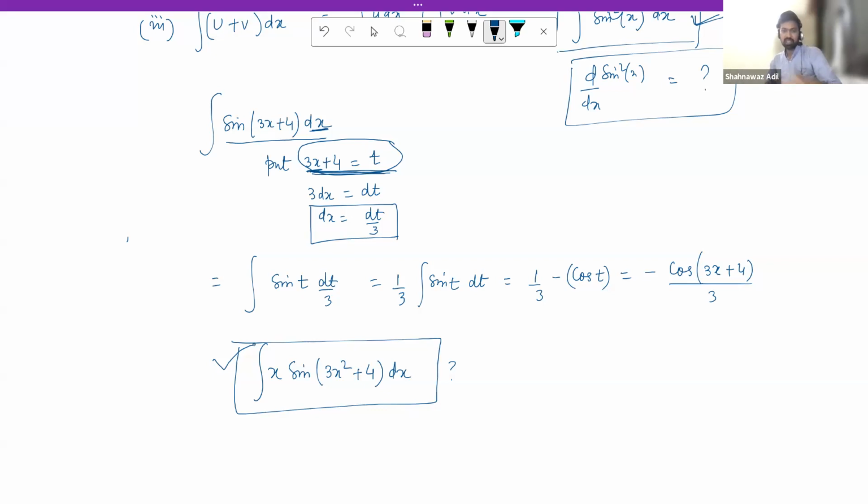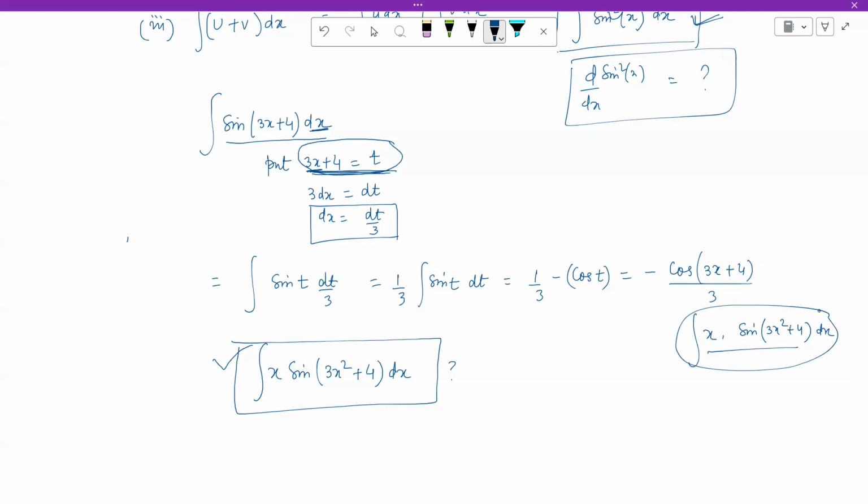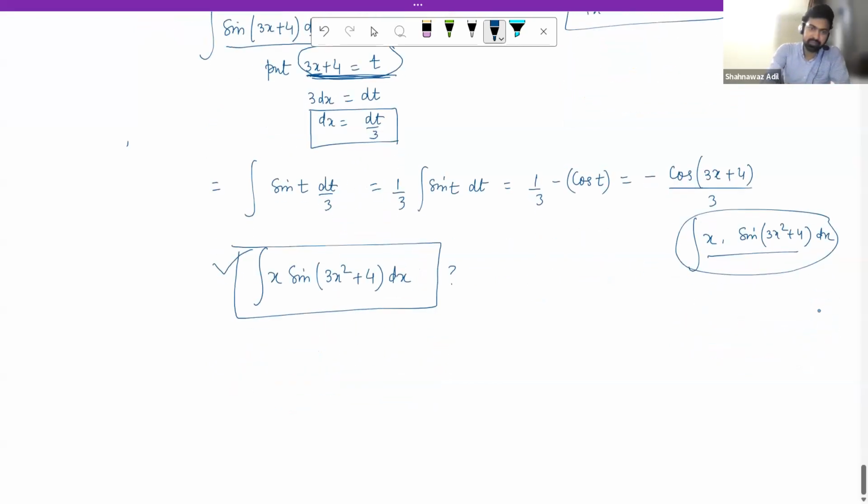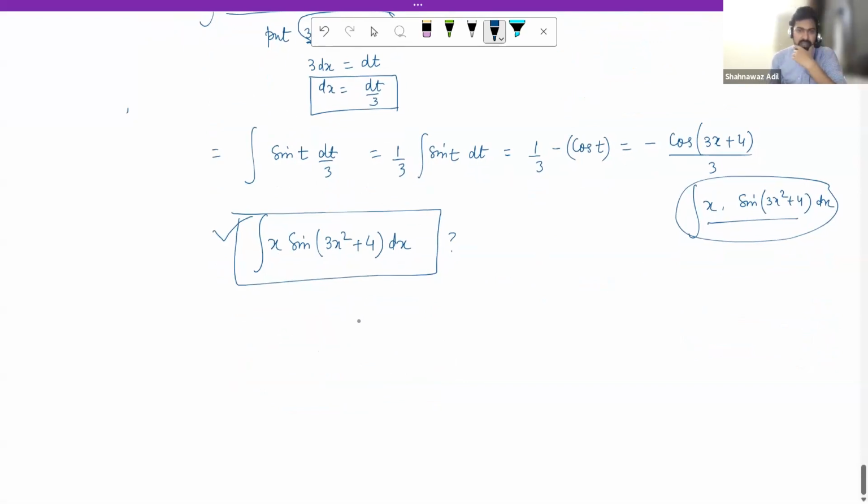So you see that there is a product, right? x into this function. So it will seem that it is a very difficult one, right? And we have to apply the product rule. But if you think about this question carefully, then it will become simple. So think about this. I replaced dx by dt by 6. You have to take 3x squared plus 4 as t.